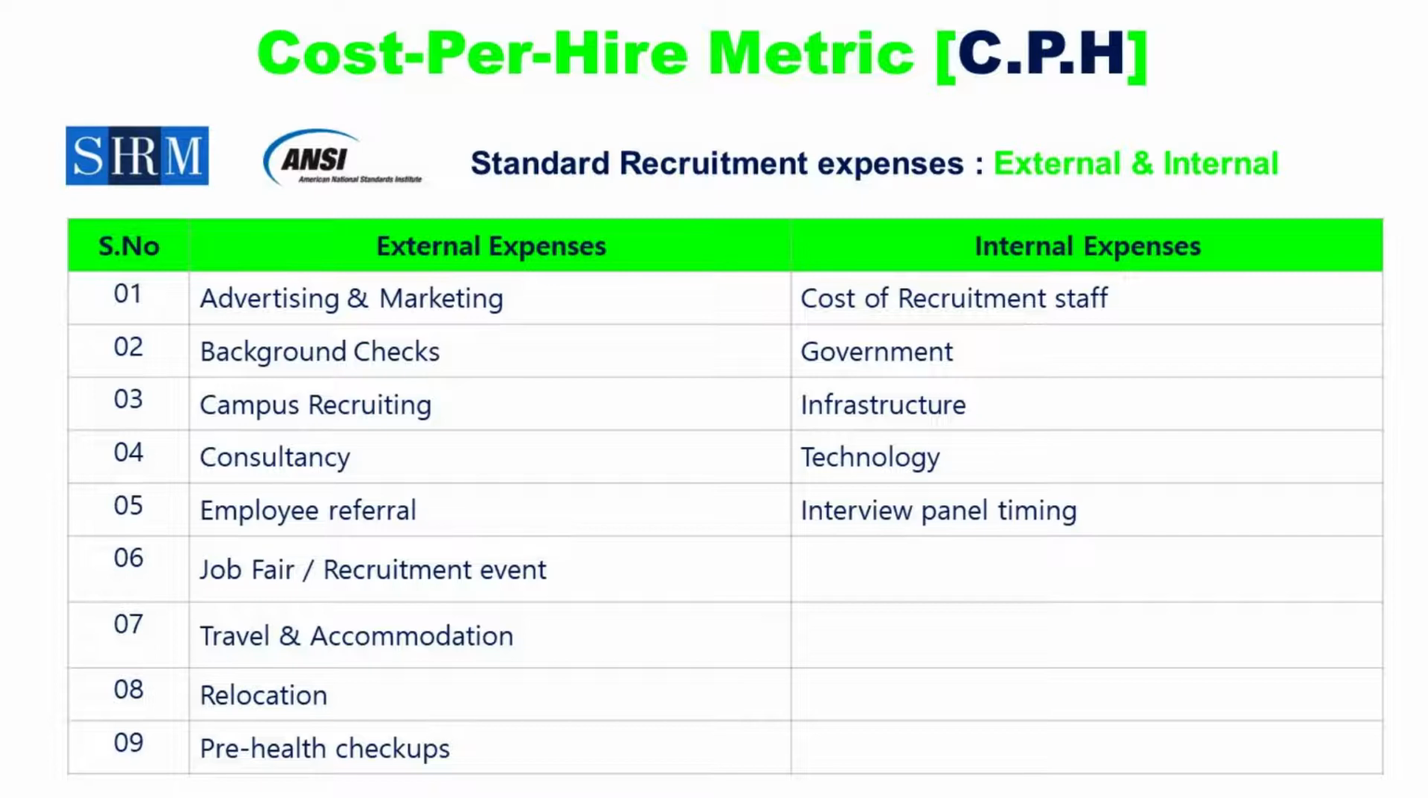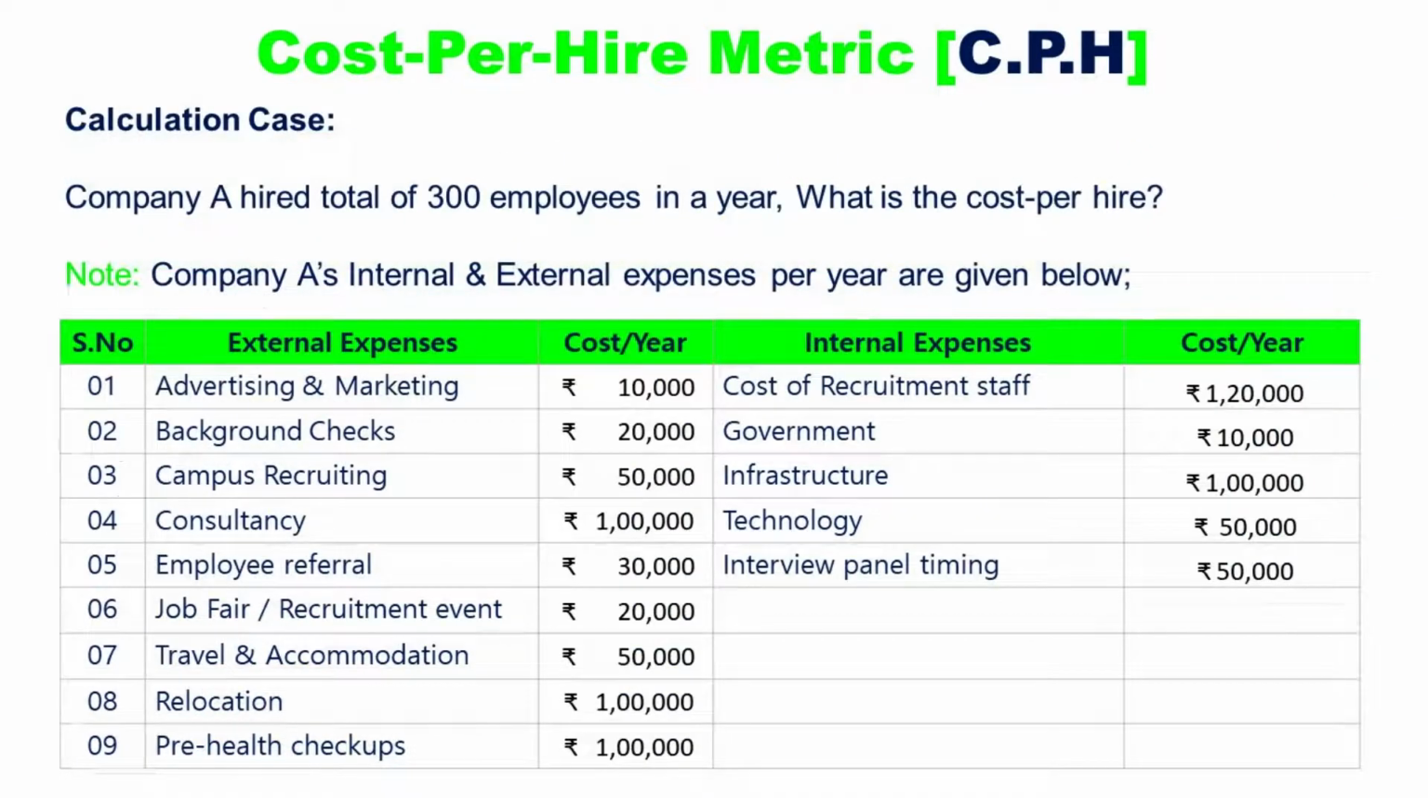Now let us see the process of calculation of the cost per hire metric. As per this case, Company A hired a total of 300 employees in a year. And also, we can see Company A's internal and external expenses incurred in the year for executing the recruitment process. Let's see the calculation of cost per hire for this case in the Excel sheet.